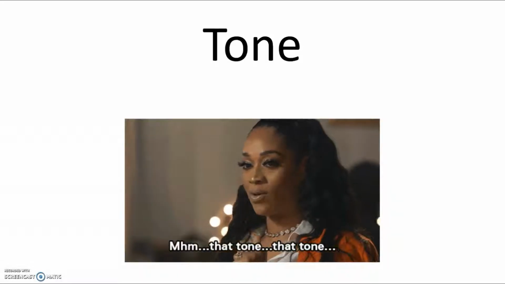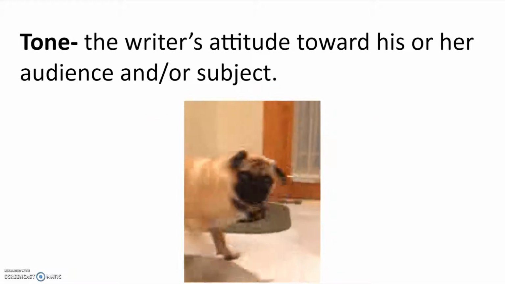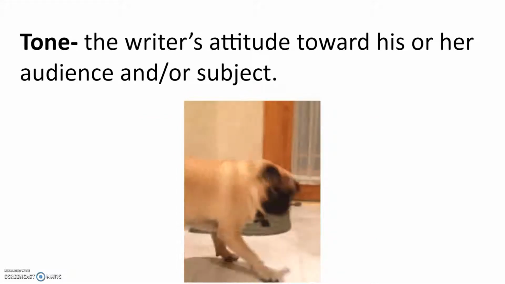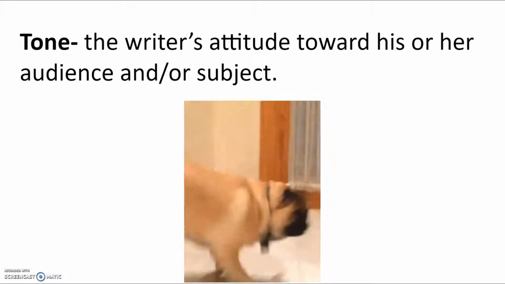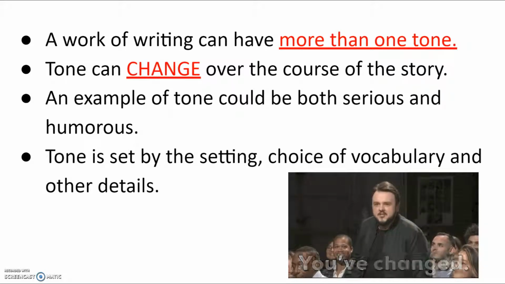All right, so today we're going to be studying tone and how tone appears in literature. Now, the definition of tone is the writer's attitude toward his or her audience and/or subject. And this can appear in a number of different ways in text. So a work of writing can have more than one tone, and tone can change over the course of a story.